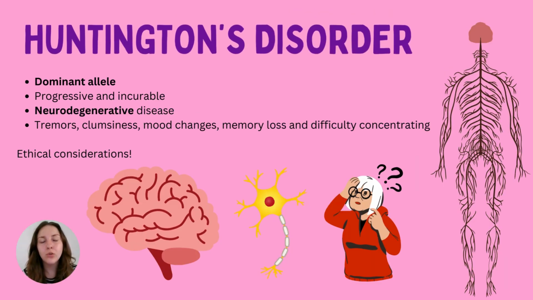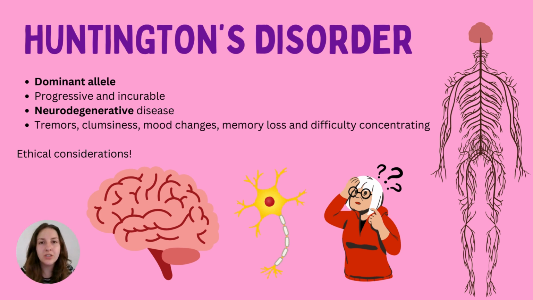So the final condition we're going to talk about is one called Huntington's disorder, and this is caused by a dominant allele that is inherited, and therefore, of course, only one allele is needed for this condition to be phenotypically expressed. It's actually a very progressive and incurable condition. So often people who have this condition, they don't actually know they do until later on in life, and often by that point they've had children themselves.